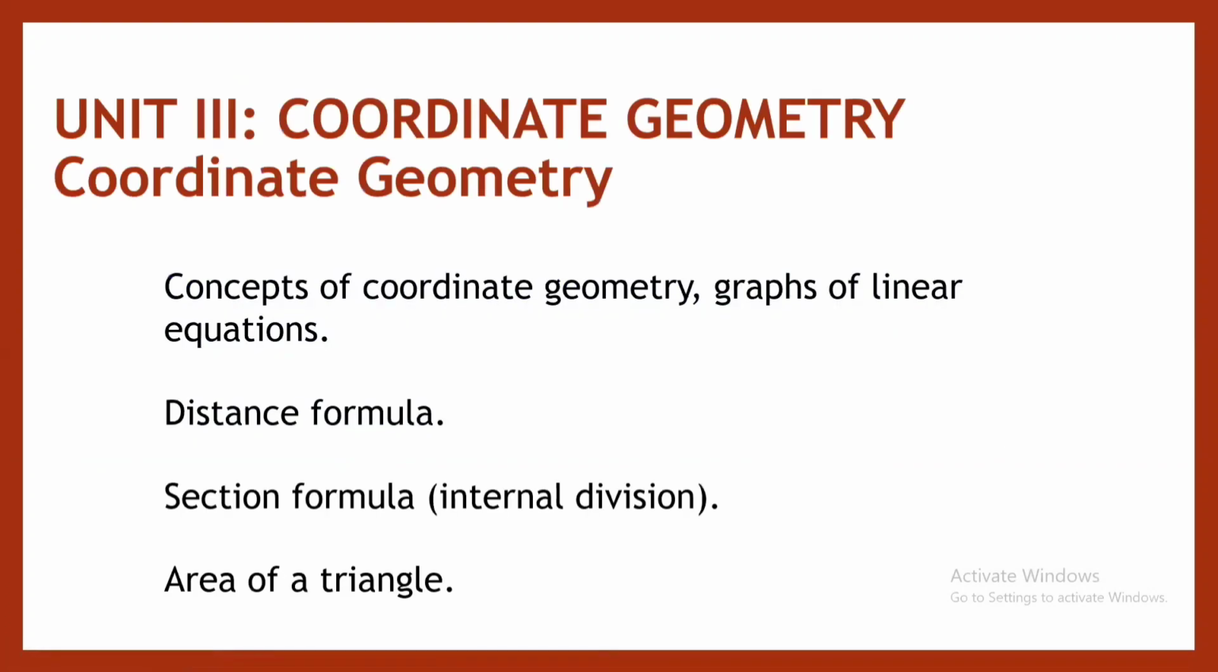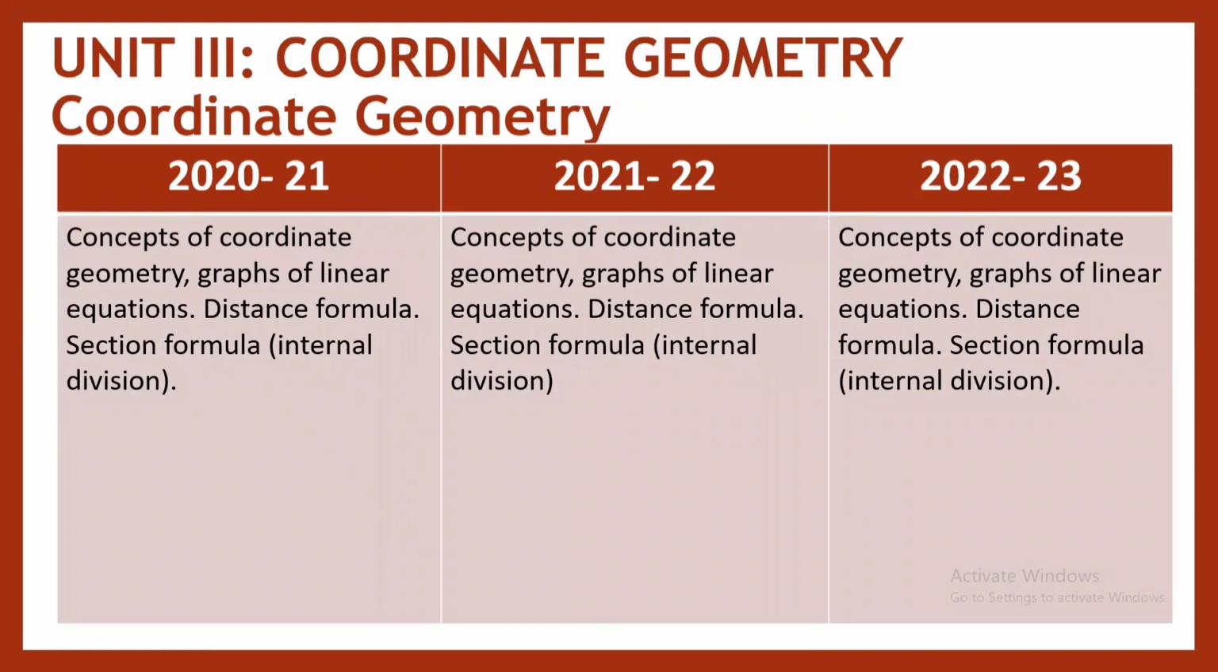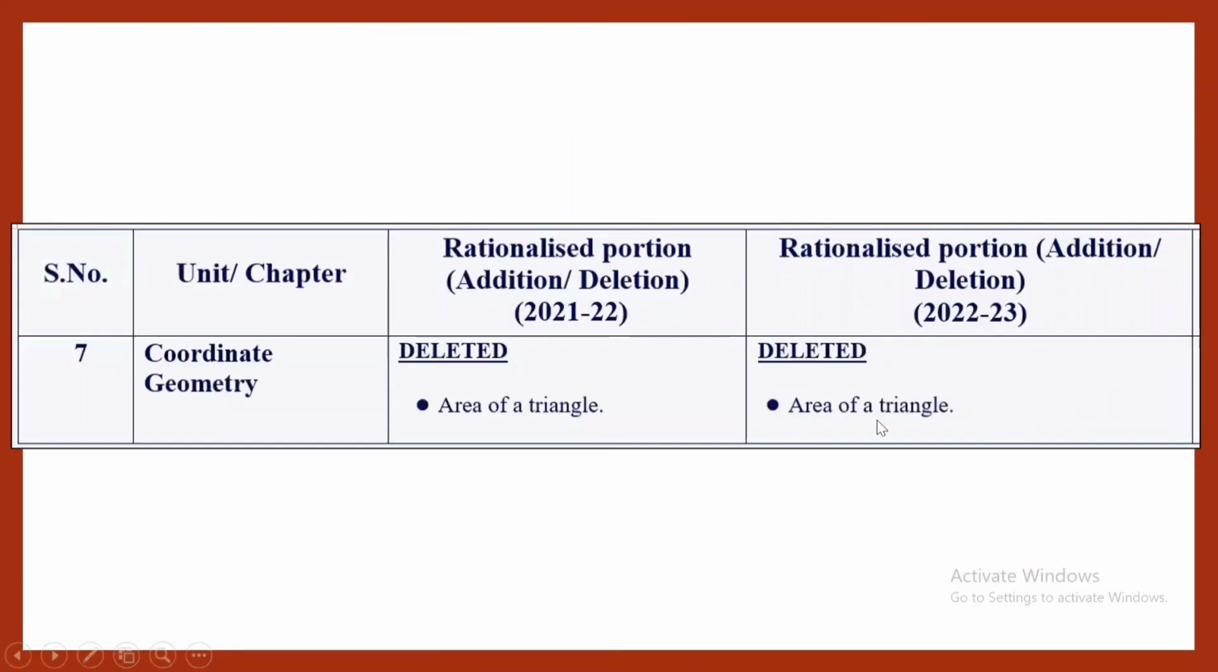We come to the third unit, the coordinate geometry. Coordinate geometry chapter has the concepts of coordinate geometry, graphs of linear equations, distance formula, section formula, and the area of triangle. This was there in the pre-COVID times, but in 2021, the area of triangle was deleted from the syllabus. Distance formula and section formula were there. In 21-22, again, it remains same. And 22-23, again, there is no change. So just in the year 2023, from the complete chapter, the only thing not to be done is area of a triangle, right?